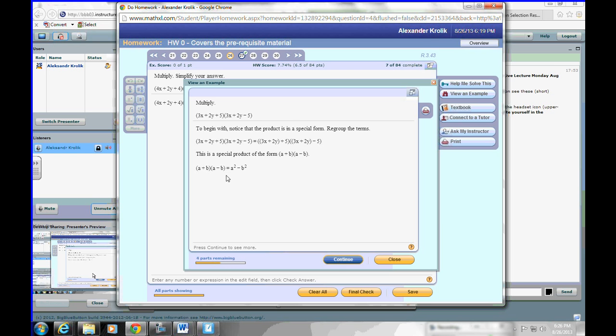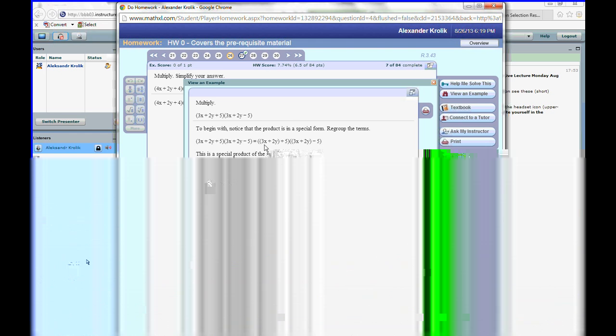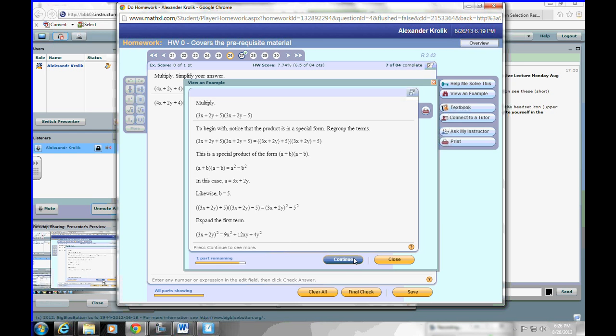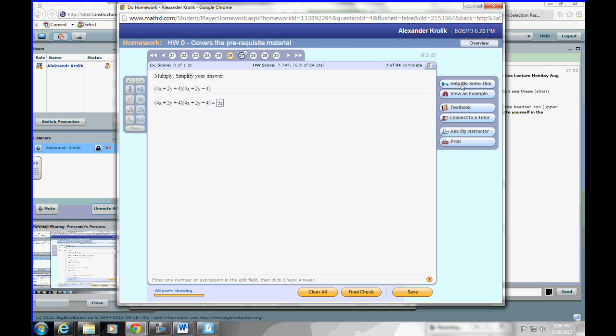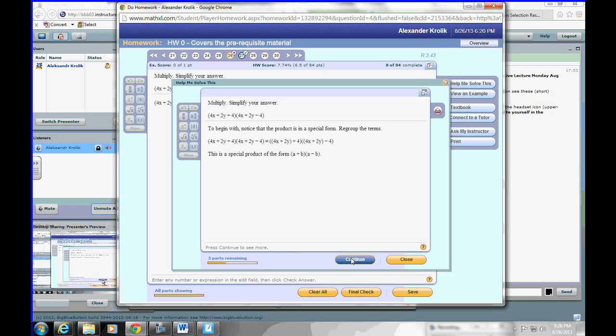And if I continue, we know this formula. So in this case, a is 3x plus 2y. So actually, it gives you an example of sorts. It continues through the steps, and here's the final answer for that example. If that didn't help, you can ask this thing, help me solve this problem, and it will actually guide you step by step.